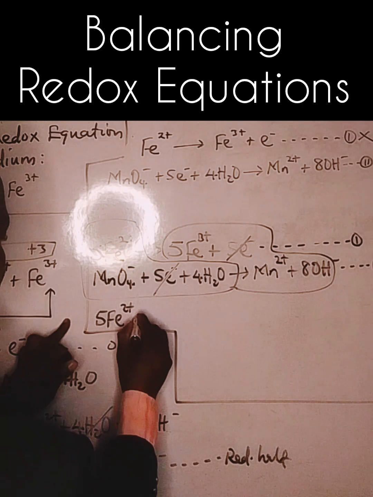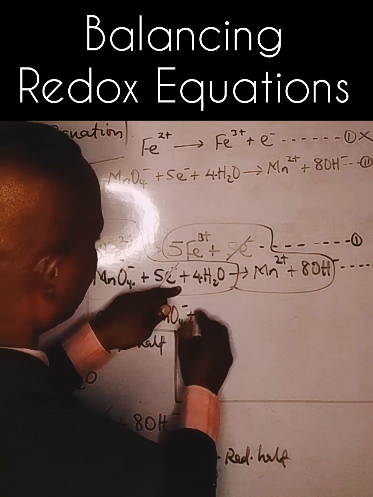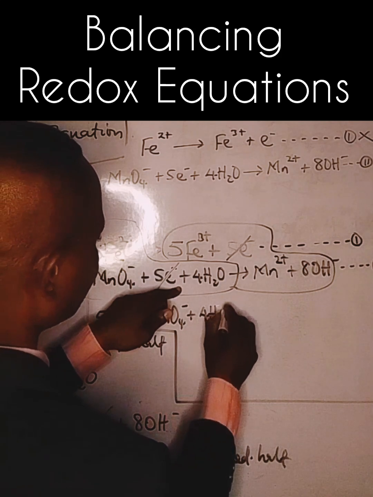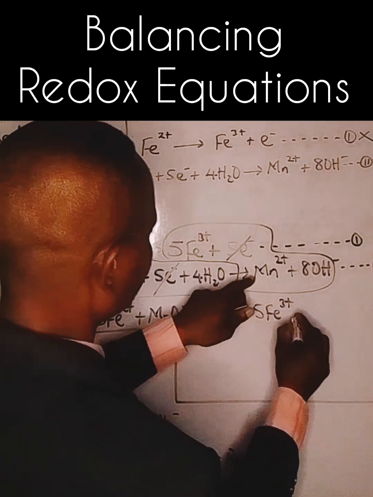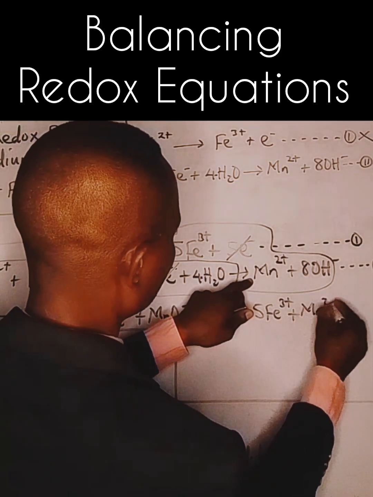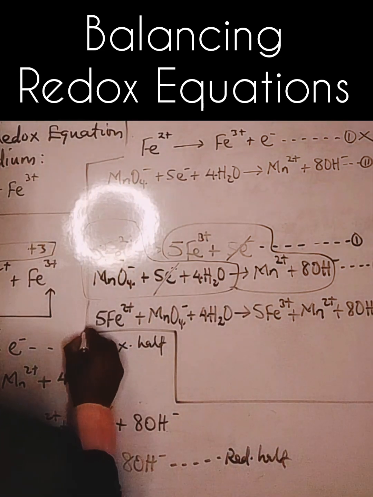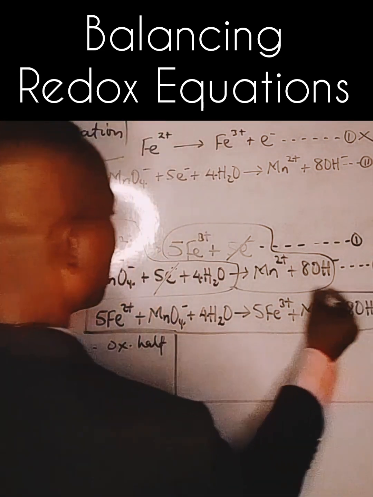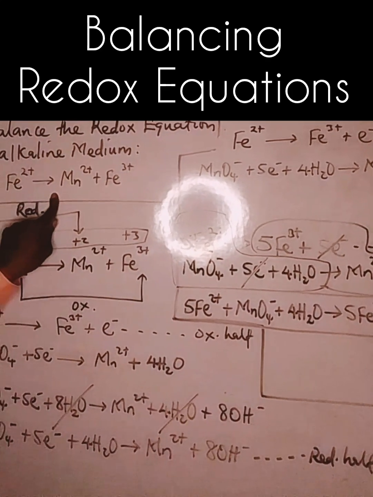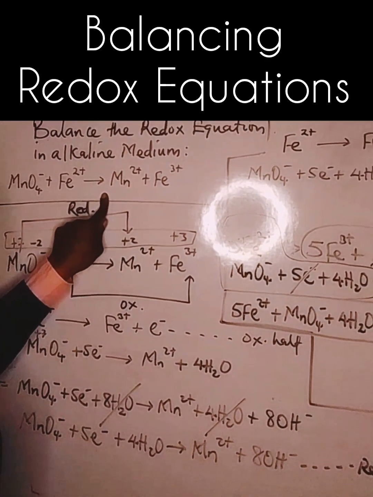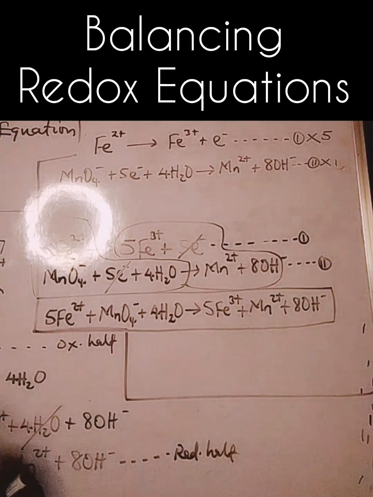5Fe2+ plus MnO4- plus 4 water molecules to afford 5Fe3+ plus Mn2+ plus 8 hydroxide ions. This is the balanced form of this equation. If you check well, everything is balanced.